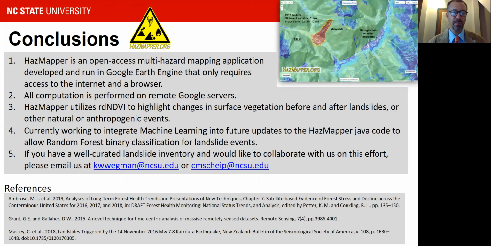So in conclusion, HazMapper is an open access multi-hazard mapping application developed and run in Google Earth Engine that only requires access to the internet and a browser. All computation is performed on remote Google servers. HazMapper utilizes the rdNDVI metric to highlight changes in surface vegetation before and after landslides or other natural or anthropogenic events. Currently, we're working to integrate machine learning into future updates to the HazMapper JavaScript code to allow random forest binary classification for landslide events. If you have a well-curated landslide inventory and you would like to collaborate with us on this effort, please send us an email.